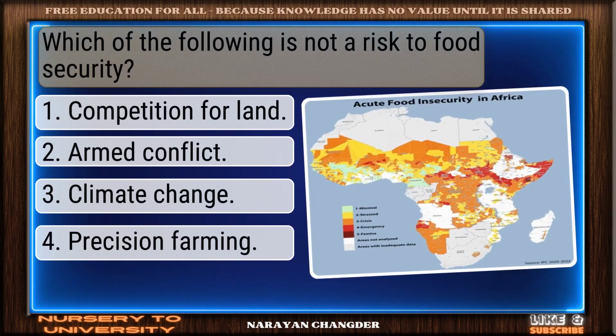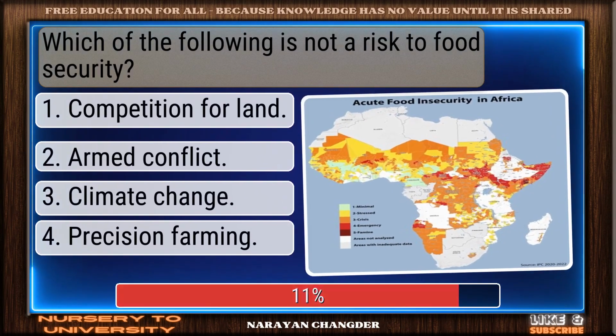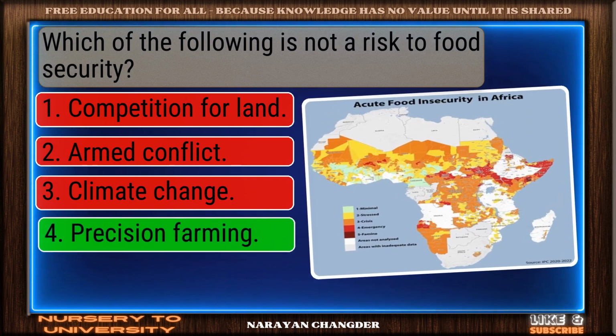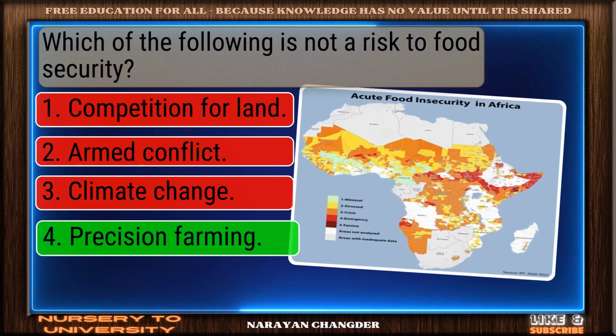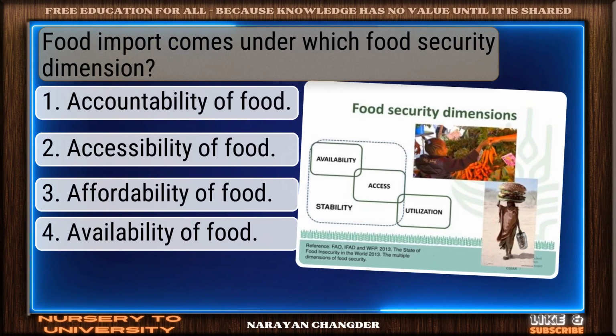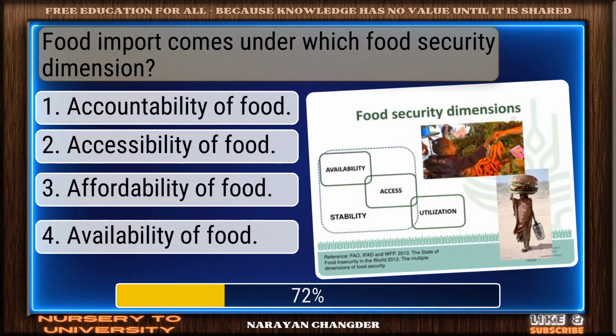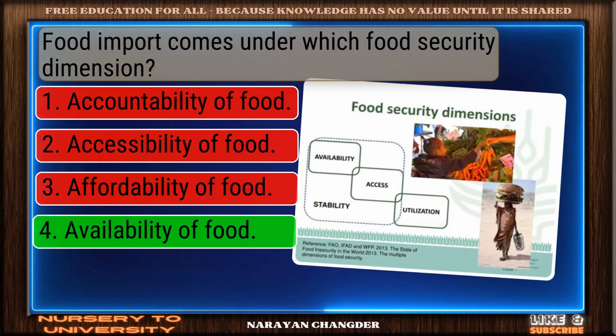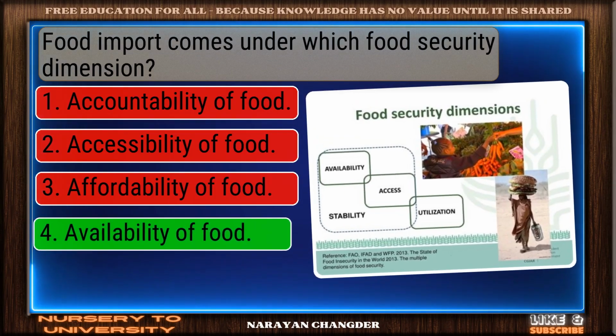Which of the following is not a risk to food security? On track. Precision farming is the correct answer. Food import comes under which food security dimension? You're right. Availability of food is the correct answer.